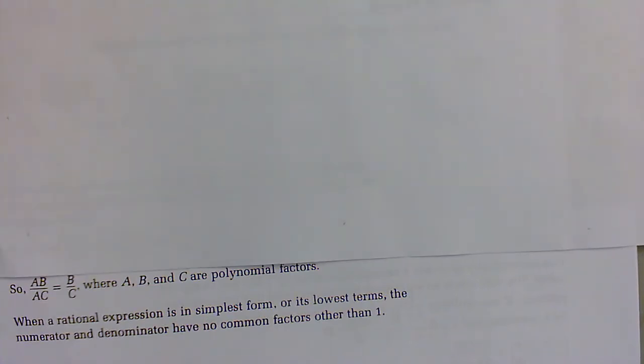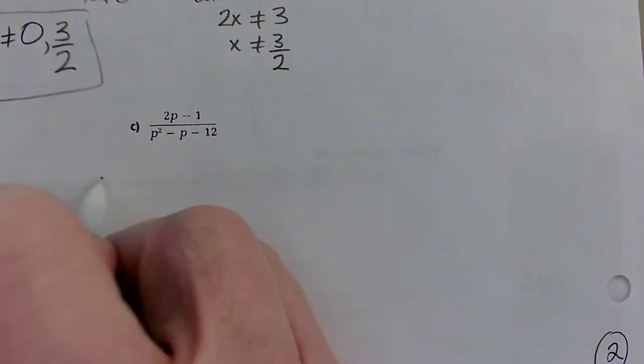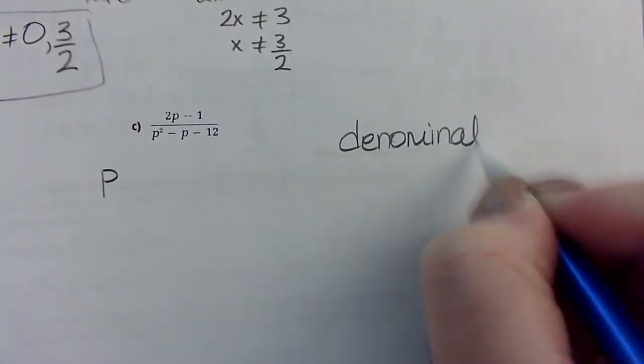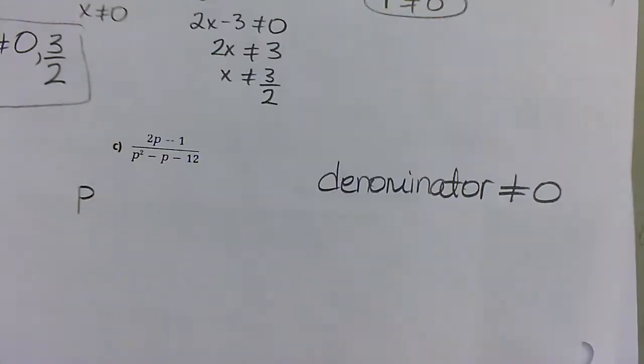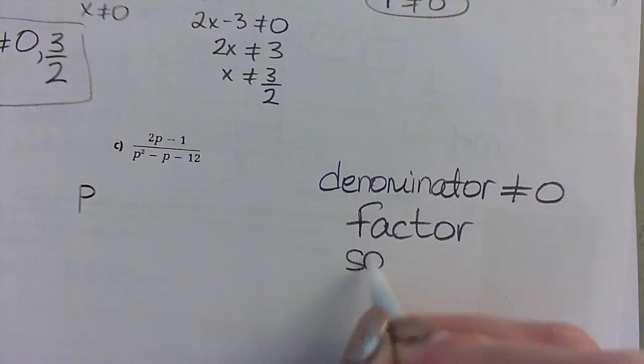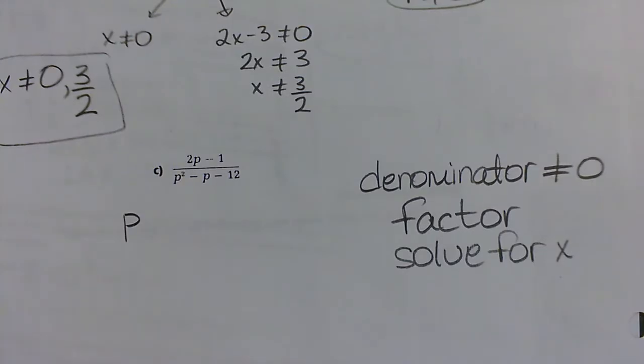All right, let's look at the bottom. Again, I've got p squared minus p minus 12. I've got a degree of 2, so that means I could possibly have up to 2 non-permissible values, right? 2 spots where those asymptotes are going to be. All right, let's take our denominator. You always take your denominator, set it not equal to 0, factor, and then solve for x. That's your steps, right?